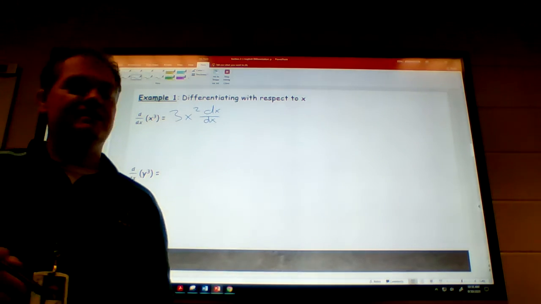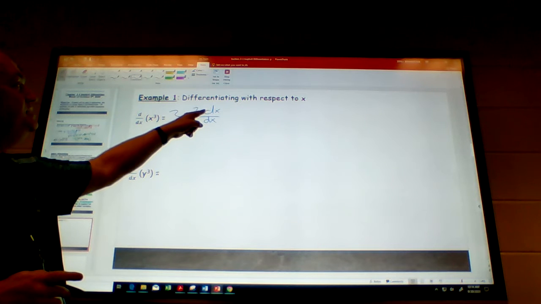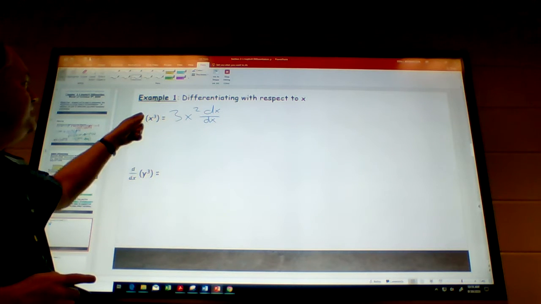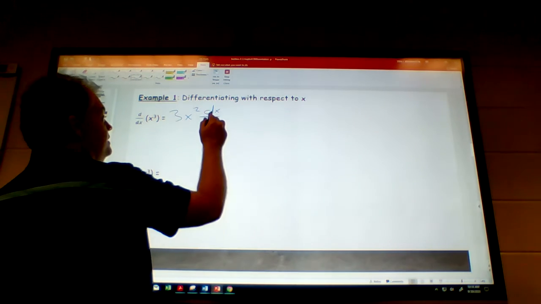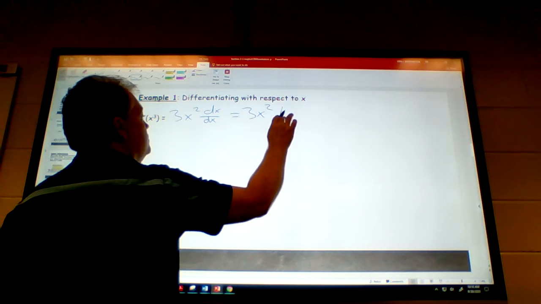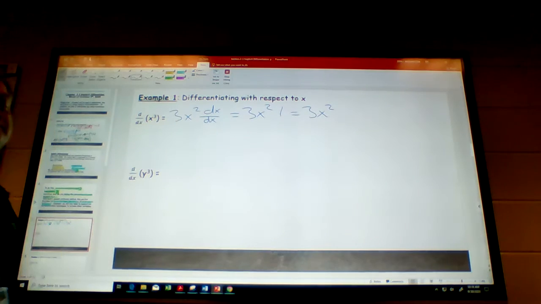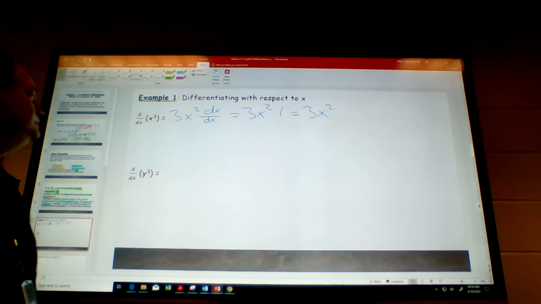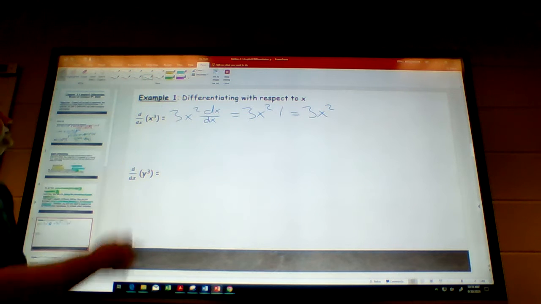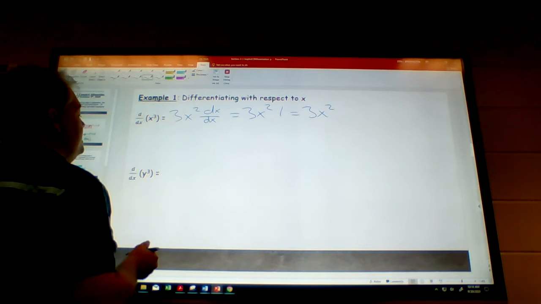Let me state that again. 3x squared times the derivative of x in terms of x, because that's what that means. Well, this right here is just 1, so it's going to be 3x squared times 1, which is just simply 3x squared. Pretty straightforward.